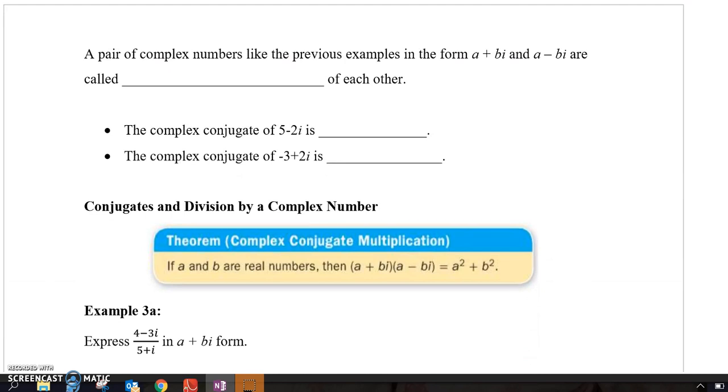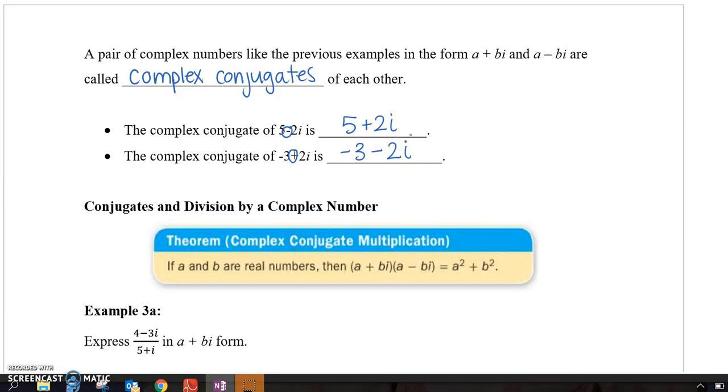A pair of complex numbers like the previous examples, a plus bi and a minus bi, are called complex conjugates of each other. The complex conjugate of 5 minus 2i is just 5 plus 2i. So all that we're changing is the sign in the middle. The complex conjugate of -3 plus 2i is -3 minus 2i. So we don't worry about anything except that sign in between.